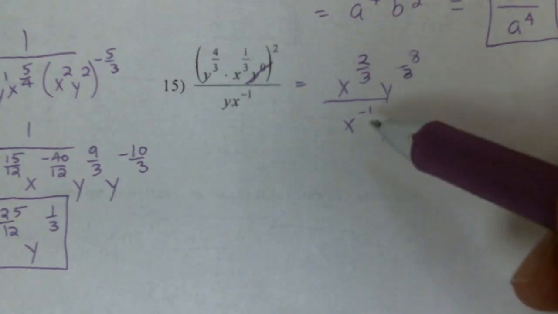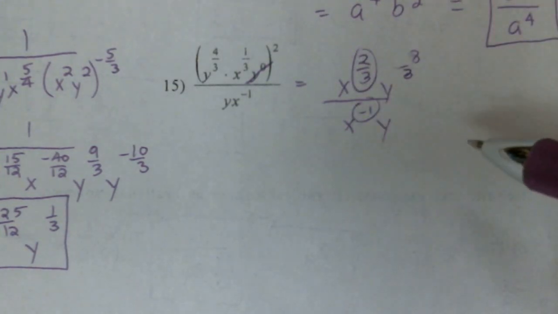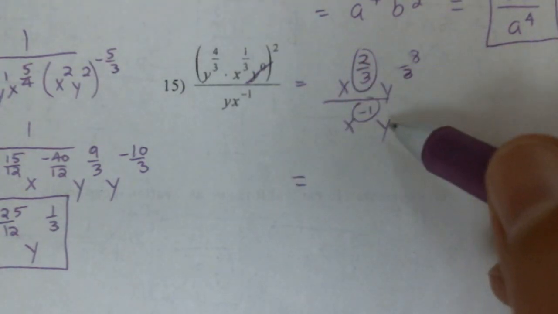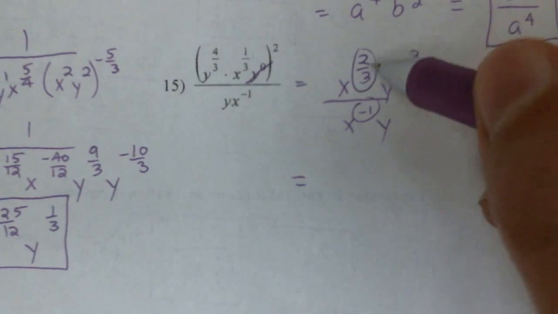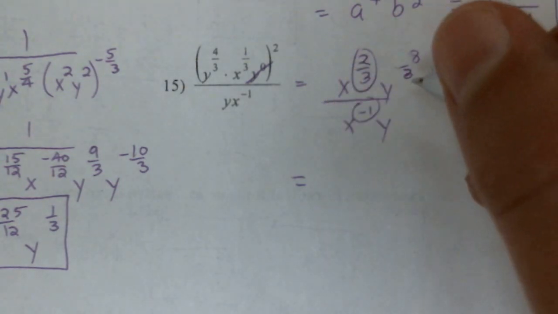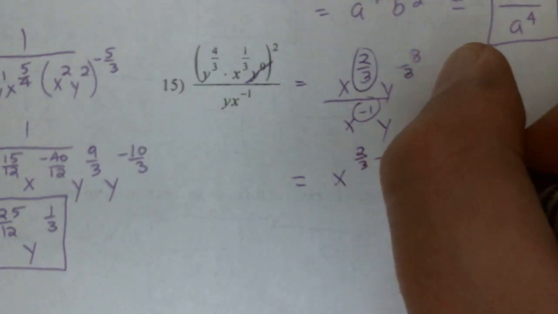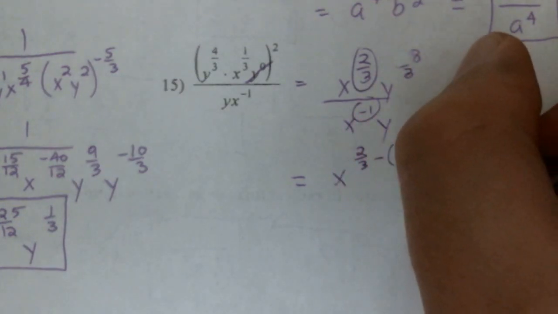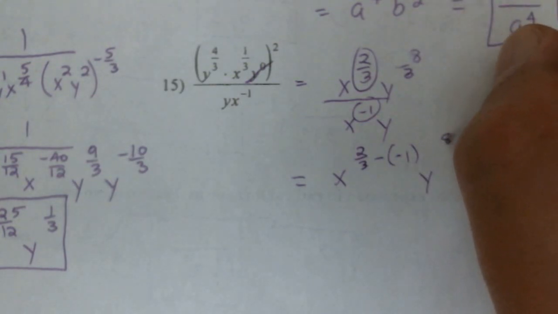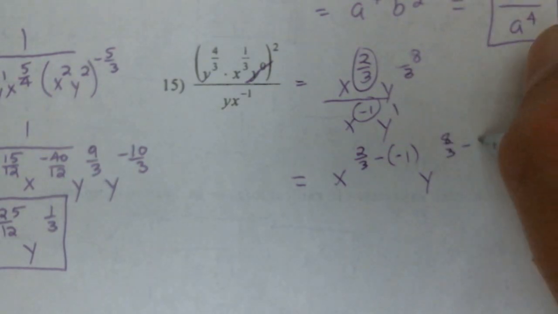All right, now I'm ready to do my quotient rule. I'm going to subtract 2/3 minus a negative 1. Now when you do the quotient rule, everything's on top. When I do that minus that, you put everything on top, and then you flip at the end if you need to. So this is going to be x to the 2/3 minus a negative 1. And for the y's, it's going to be the 8/3 on top minus this understood 1.